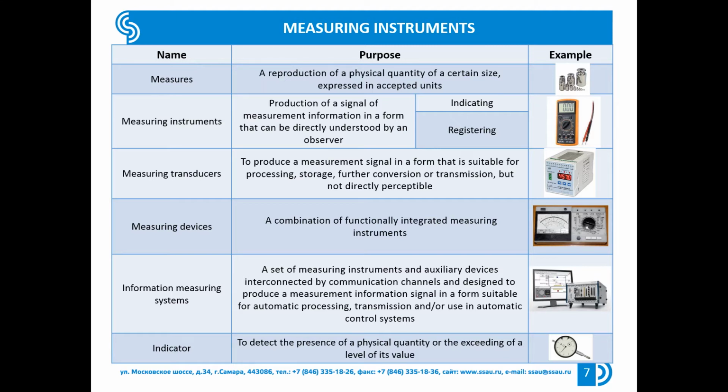An indicator is a technical aid or substance designed to detect the presence of a physical quantity or the exceeding of a level of its value. For example, the presence or absence of a measurement signal can be indicated by an oscilloscope. An indicator of the proximity of a signal to zero is called a zero indicator. In chemical reactions, litmus paper or other substances are used as indicators. The indicator is also an audible signal of dangerous situations or loads.